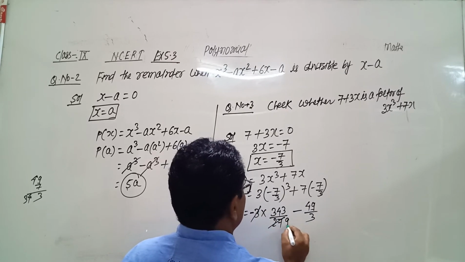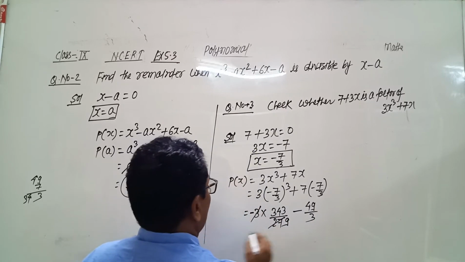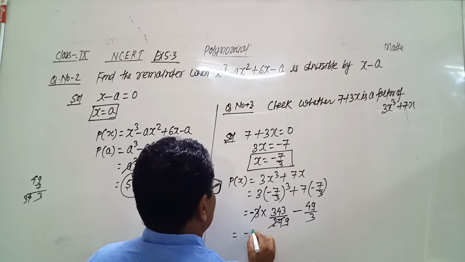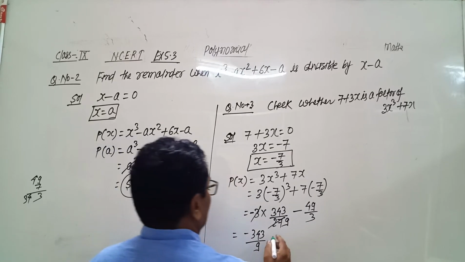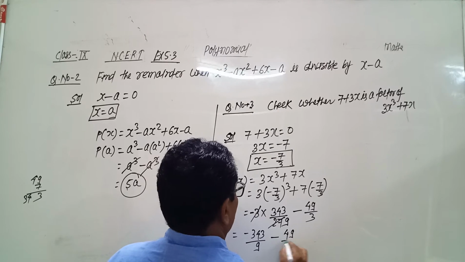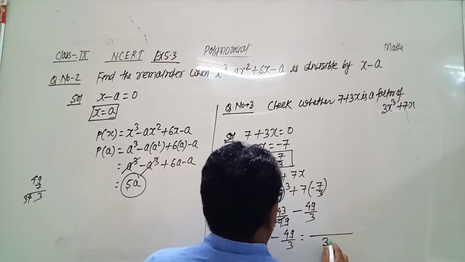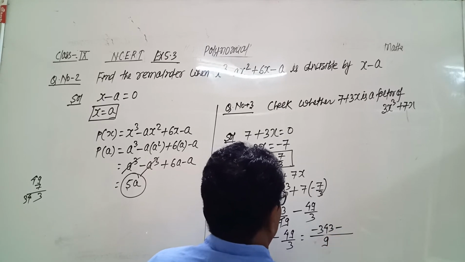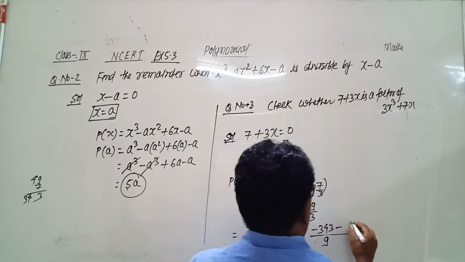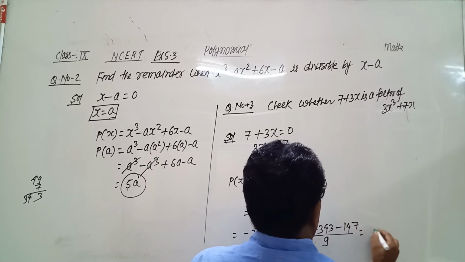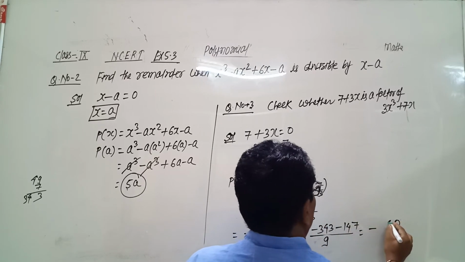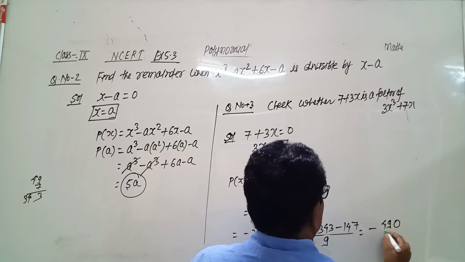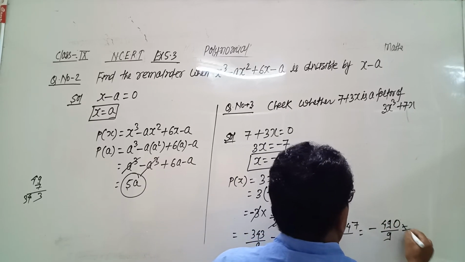So 3 nines are 27, and minus 343 upon 9, and minus 49 upon 3. We take the LCM 9. So minus 343 minus 49 multiplied by 3, and this comes to be minus 490 upon 9, which is not equal to 0.